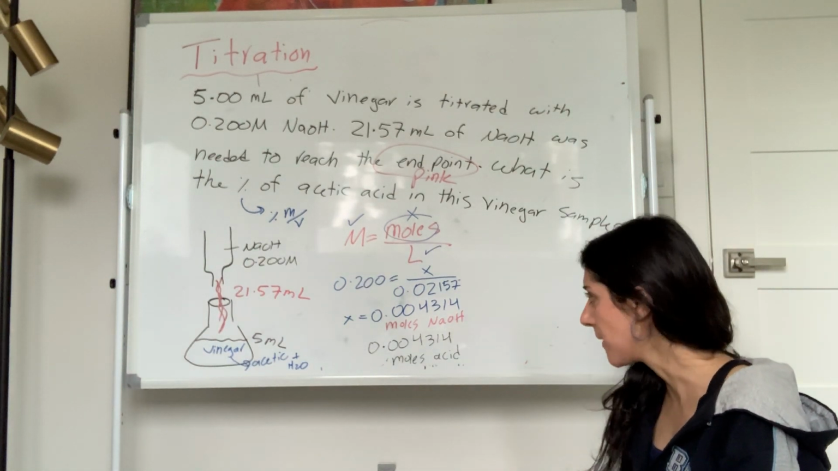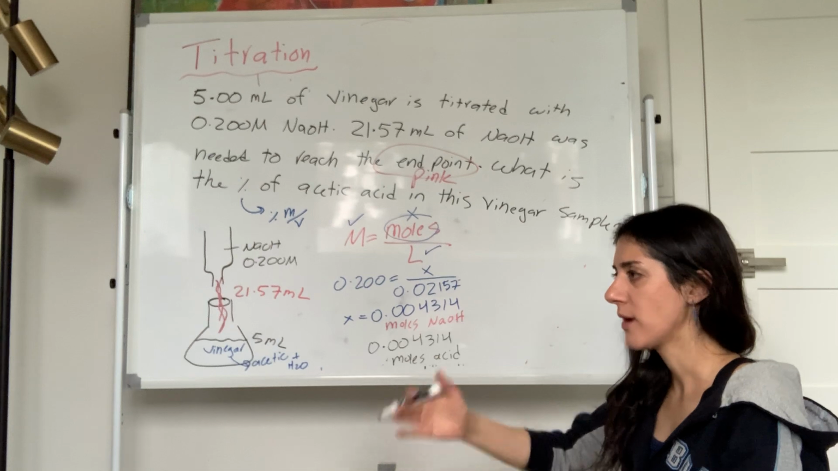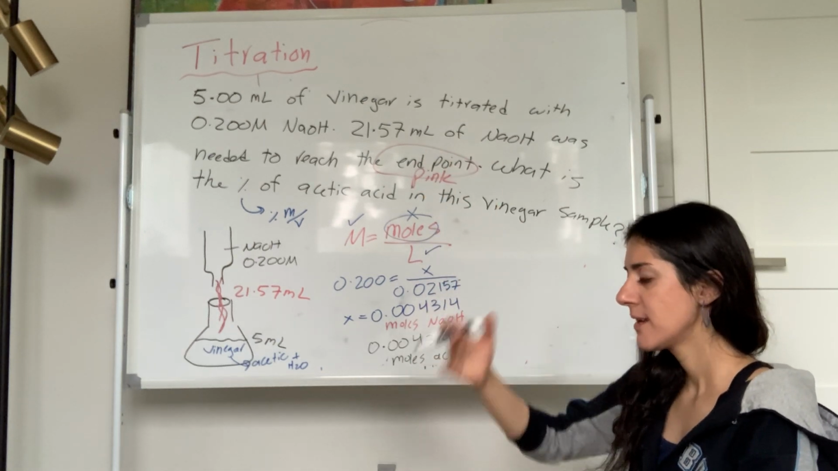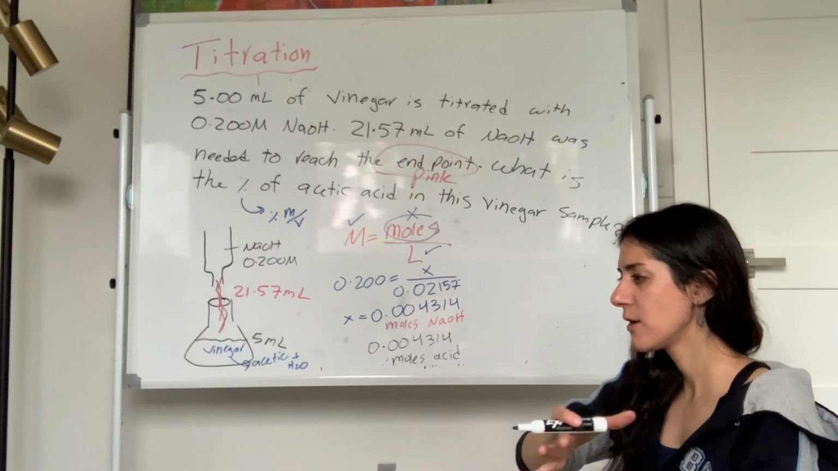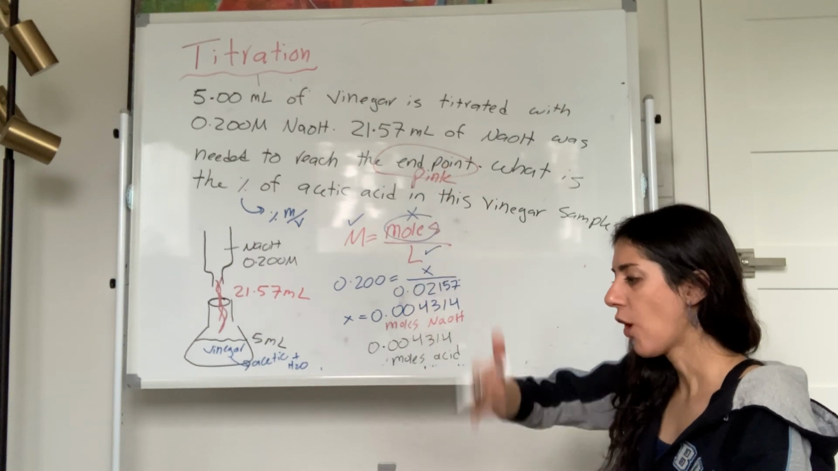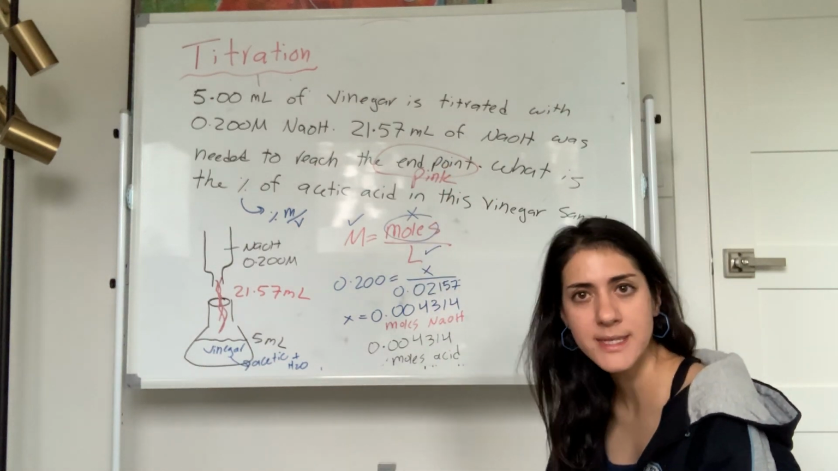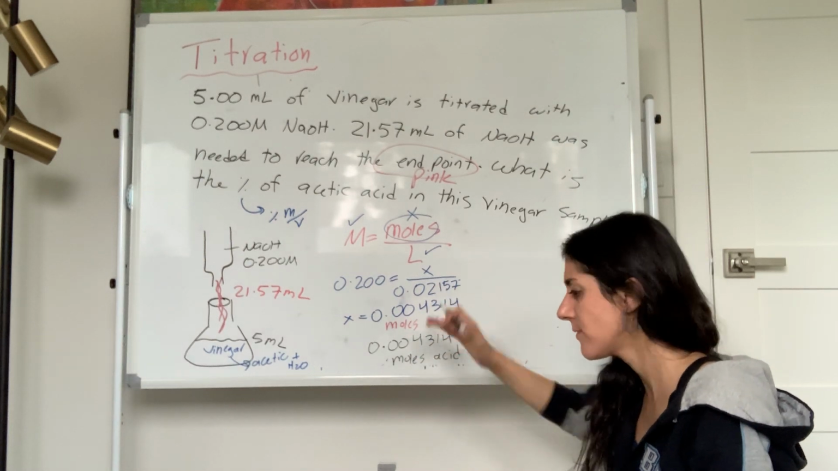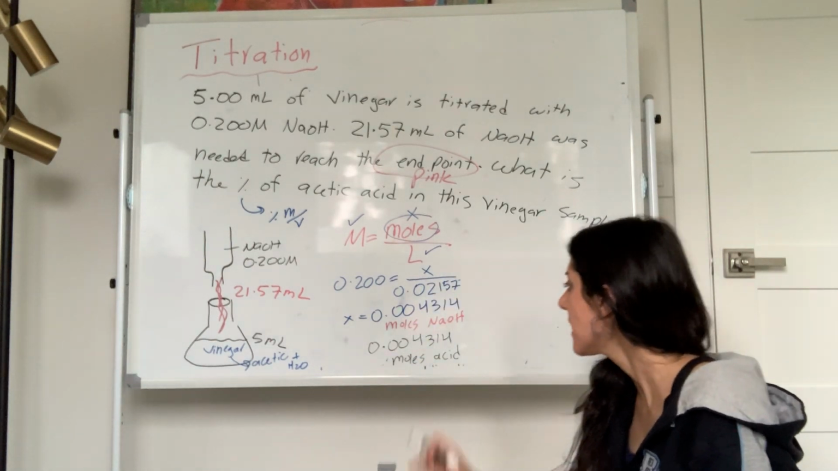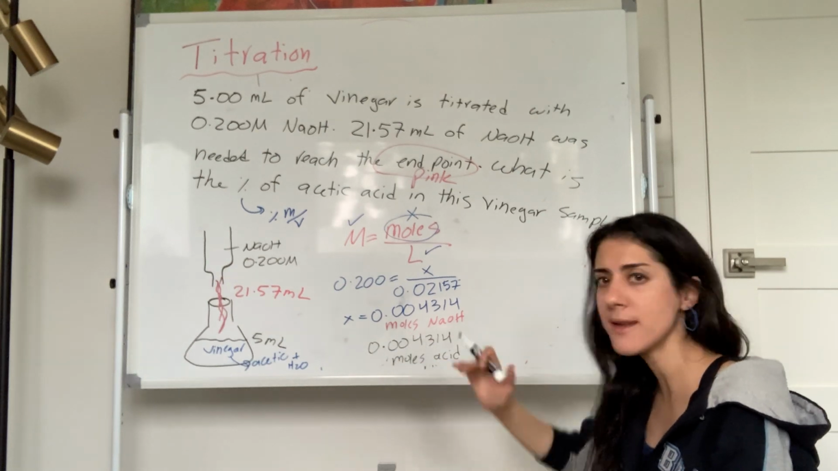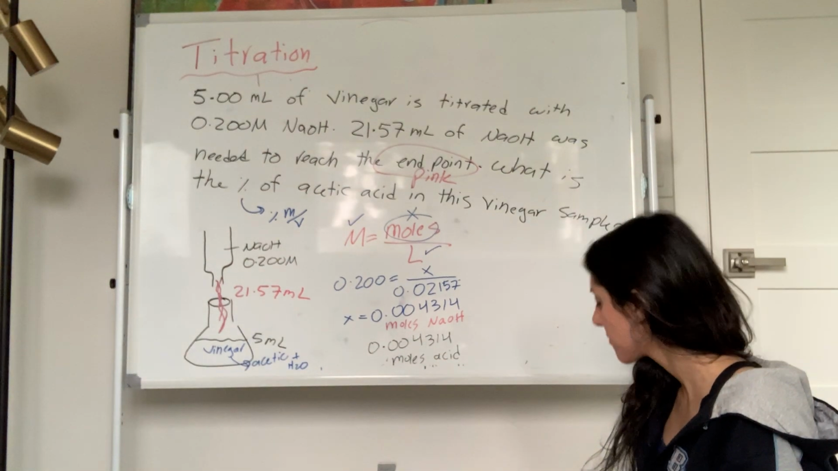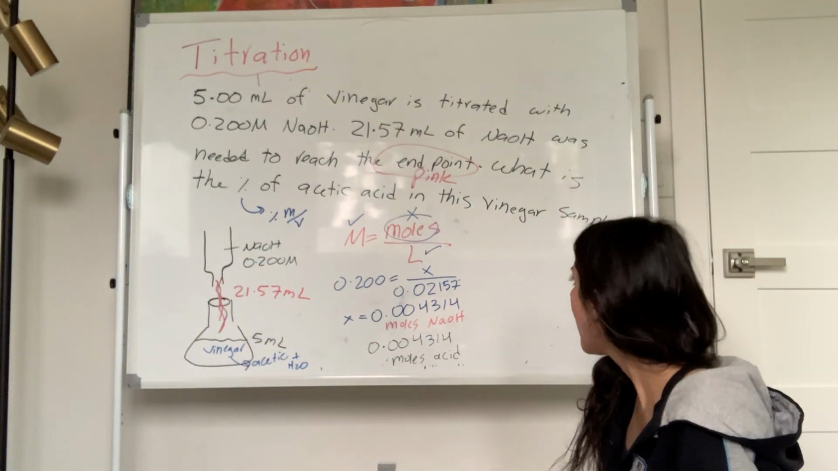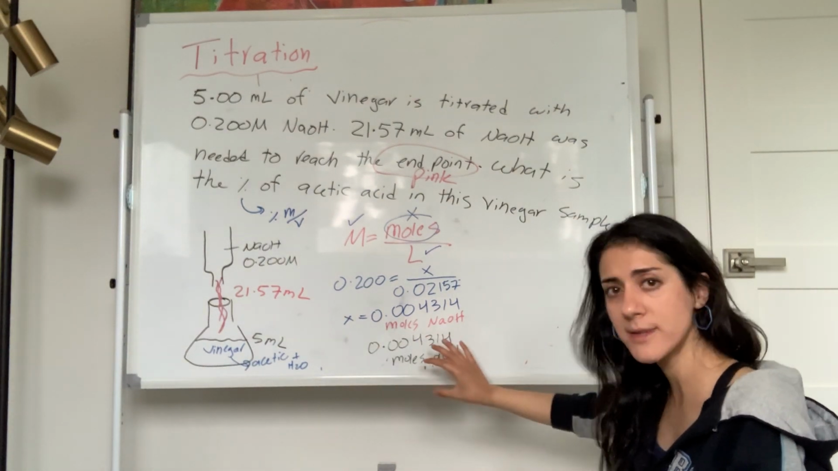We're good? Okay. Again, the same as before. You add the base, it reacts with the acid, it forms water. When all the acid is gone, that's when it turns pink. So I added 0.004314 moles of NaOH, and then it turned pink. That means I had that many moles of the acid. Beautiful. Now, the last thing that we have to do, so you guys are good with this part?